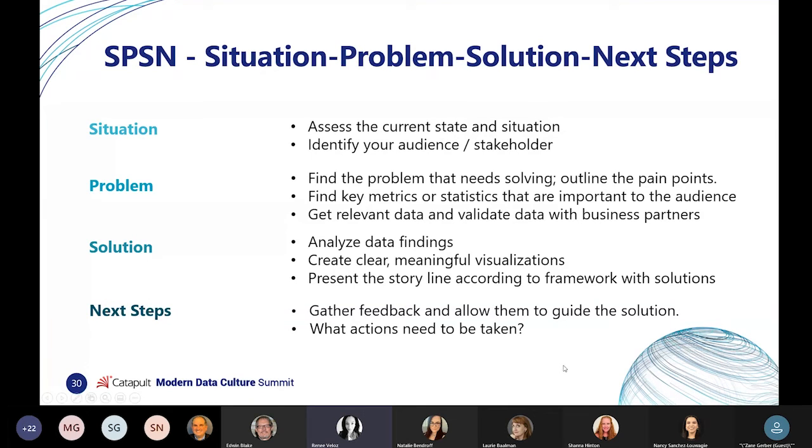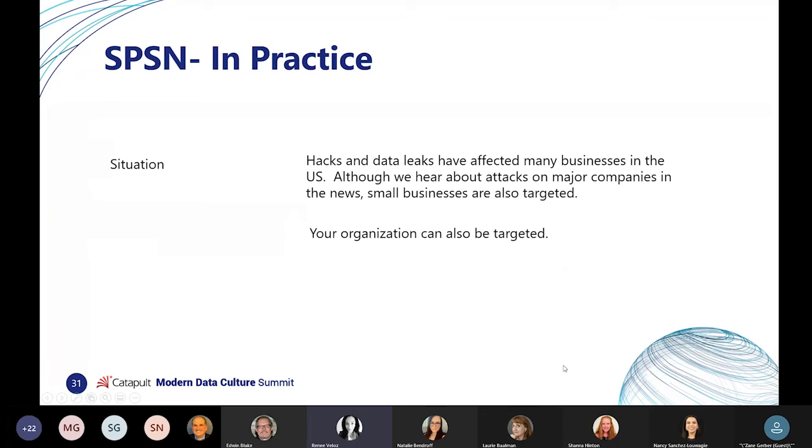So let's look at this in practice and take a look at what 4 slides would look like presenting a business case using the framework of SPSN. My apologies, this slide and the next slide should be combined, but one of the visuals was very large, so it wouldn't fit on one slide. Basically, the situation would be that hacks and data leaks have affected many businesses in the U.S. So we're hearing about attacks on major companies. Small businesses and large businesses are both targeted, and so your organization can be targeted.